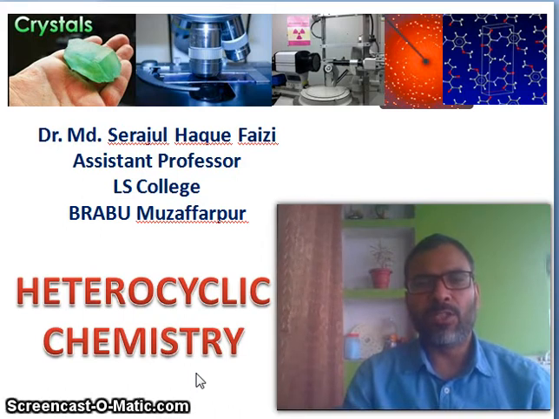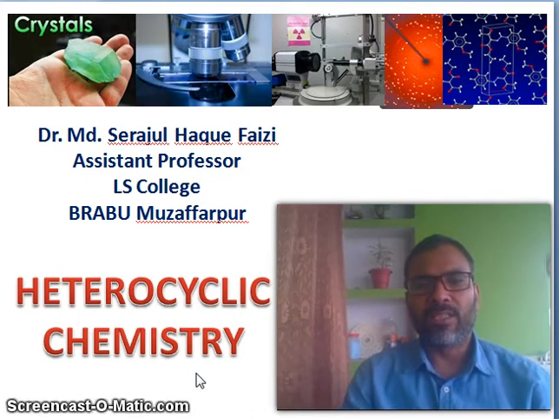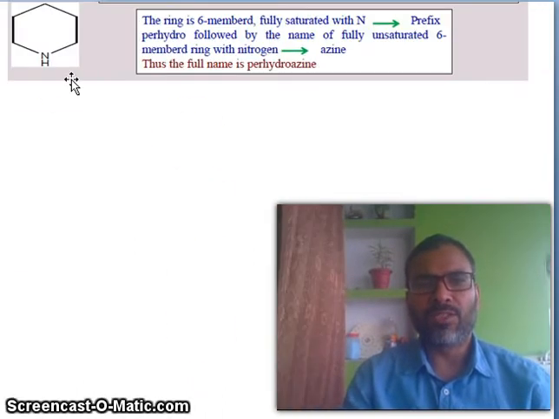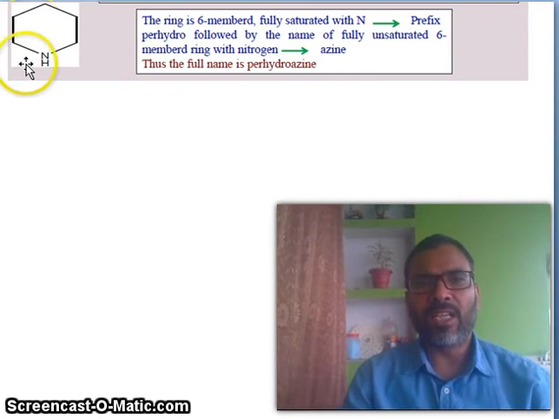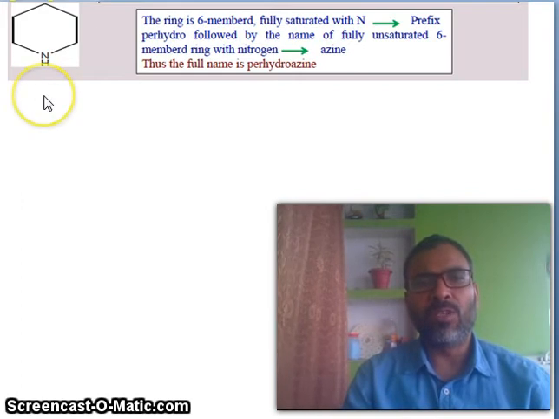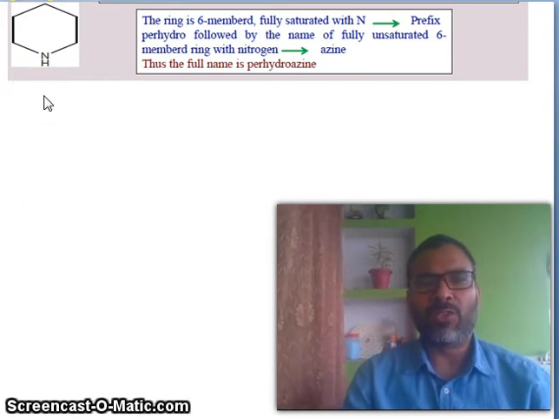Today in this video, I am going to explain the Hantzsch-Widman rules of nomenclature of heterocyclic compounds. I will take one example and do the nomenclature with the help of the Hantzsch-Widman rules. You know the Hantzsch-Widman rule from the previous lectures. If you don't know, then go through the previous lecture. Then you will understand the nomenclature of these compounds through the Hantzsch-Widman nomenclature rule.